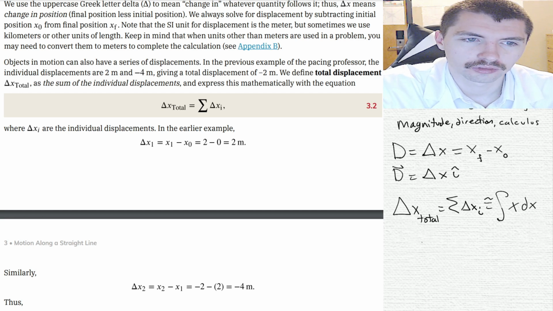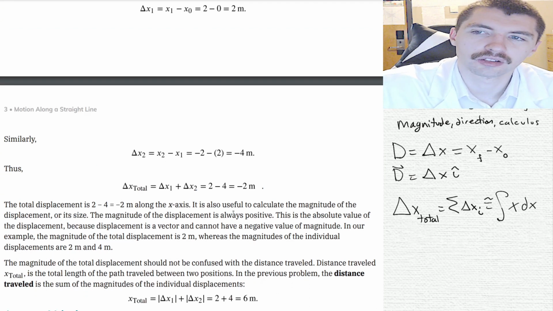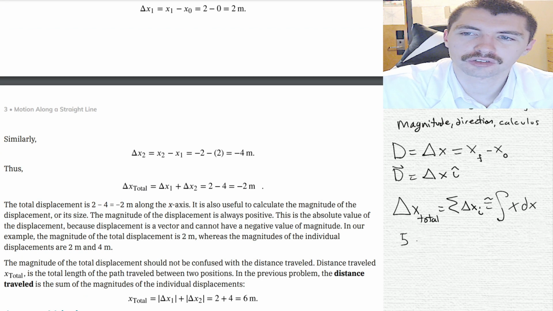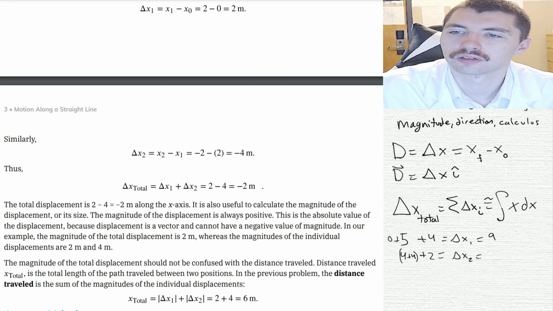So this makes sense. If I start at 5 meters and I go 4 meters, that's delta x1. If I go 4 meters, 4 plus 4, starting at 0. Four plus four, I go 2 meters. It's going to be 9. It's going to be 8 plus 2 is 10. Is 19.